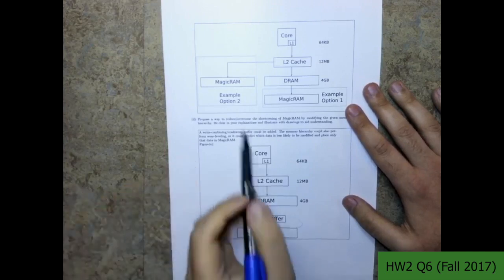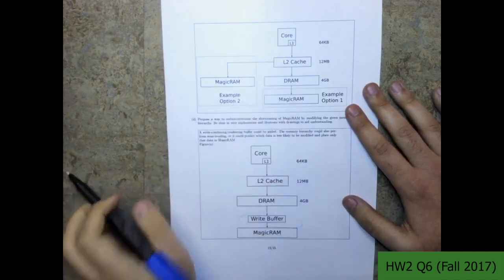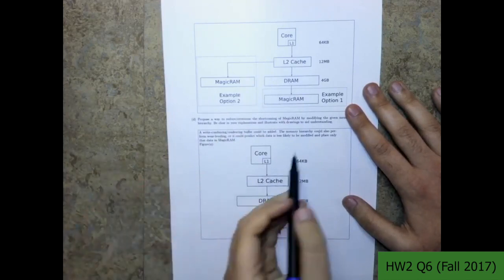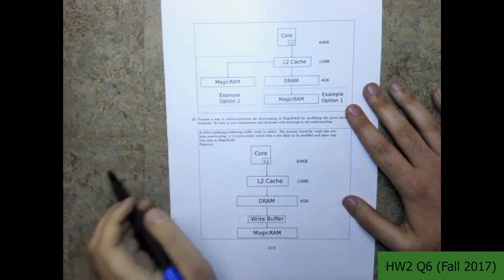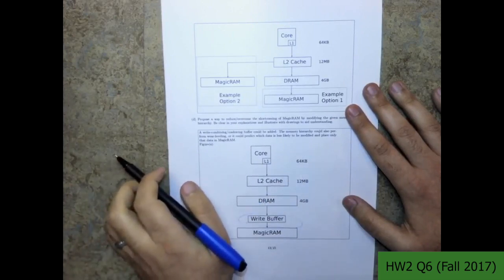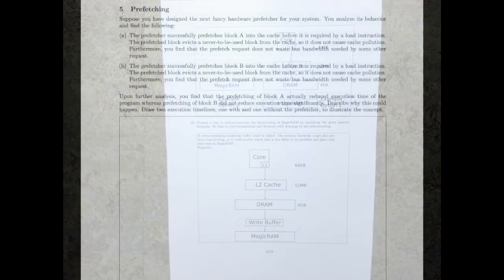And also, if we use magic RAM as a separate address space, we can have a technique to dynamically detect pages that are mostly read-only, and then we can allocate those pages to magic RAM, and it's good for having good endurance for magic RAM. Yes, that's all.